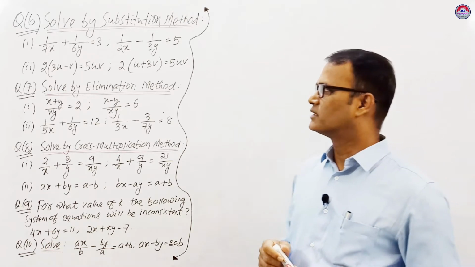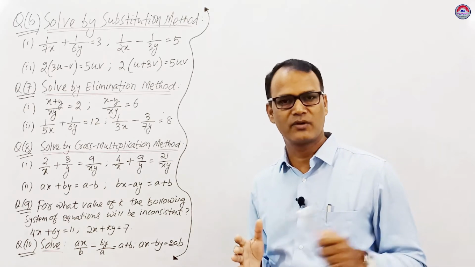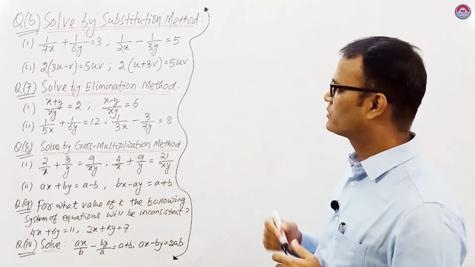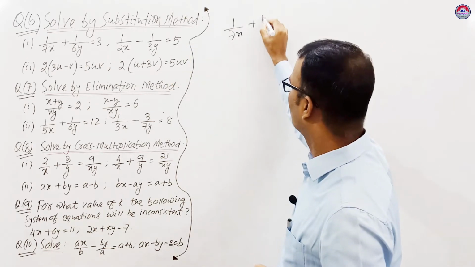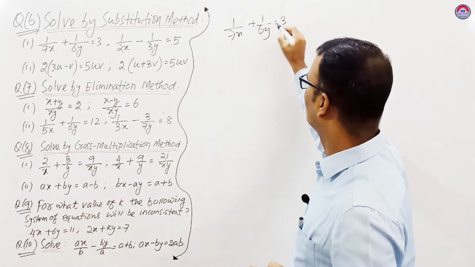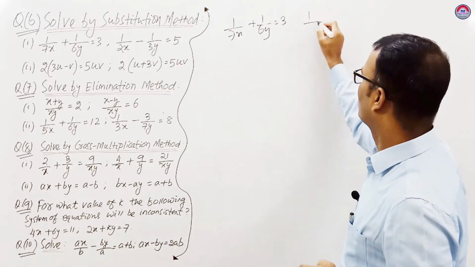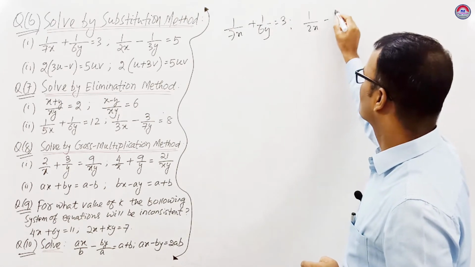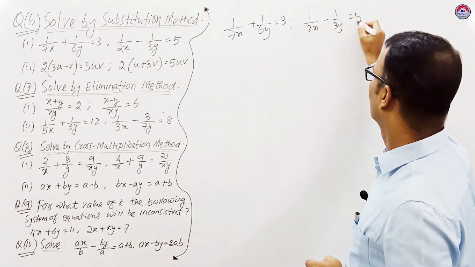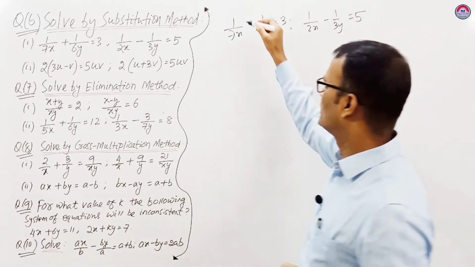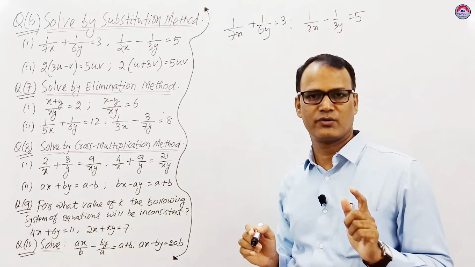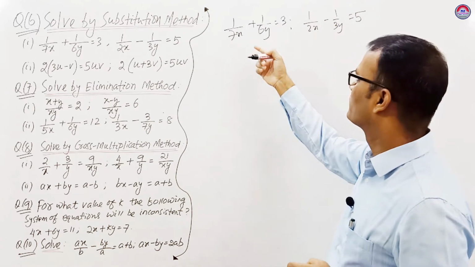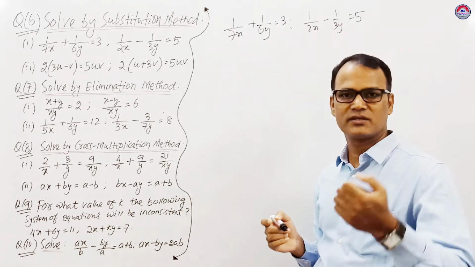Solve by substitution method. What is substitution method? We have already discussed. So, solve by substitution method. The question is given: 1 by 7x plus 1 by 6y is equal to 3. Second equation: 1 by 2x minus 1 by 3y equal to 5. Here you see this is not in the form ax plus by plus c equal to 0. We have to convert this to ax plus by plus c equal to 0.